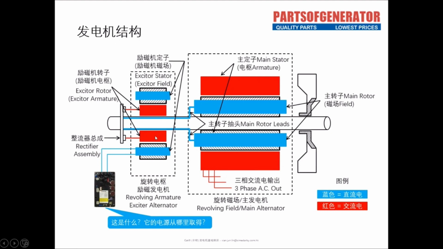Let's first look at the legend on the lower right. In this illustration, the blue color indicates that this part uses direct current, and the red color indicates that this part uses alternating current. Therefore, the rotor on the main generator needs direct current, and then its stator emits alternating current.